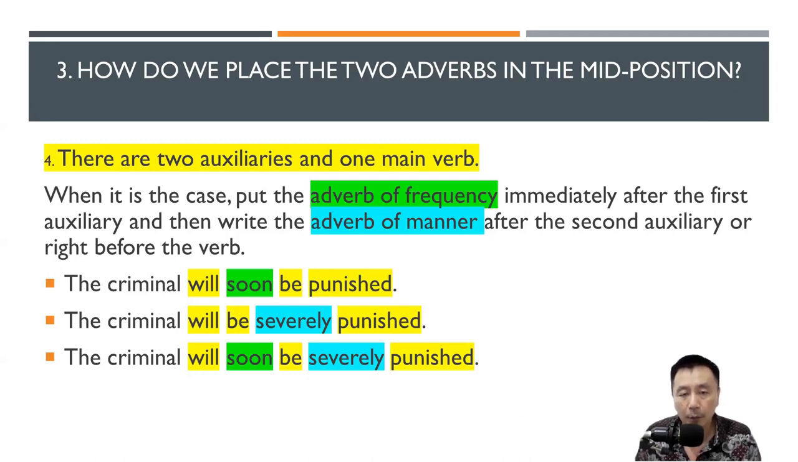Now, what about if you put severely after will in this case? No, don't do that, okay? Because severely explains punish, the verb punish. So you have to put severely as the adverb of manner as closely as possible to the verb.